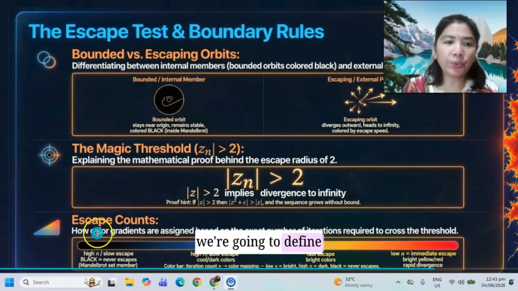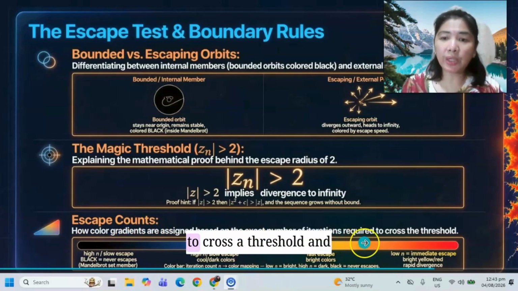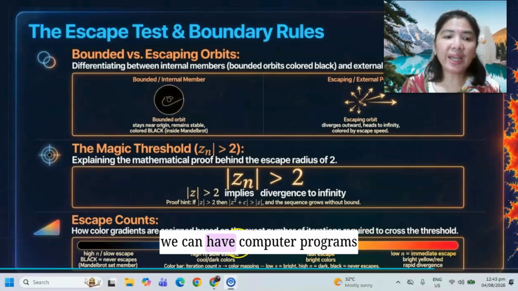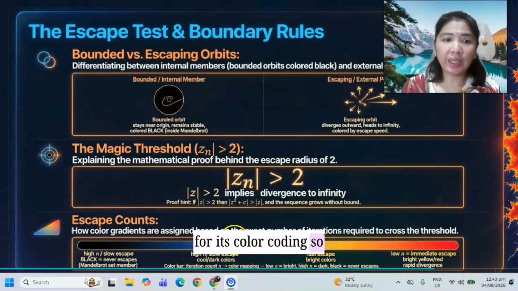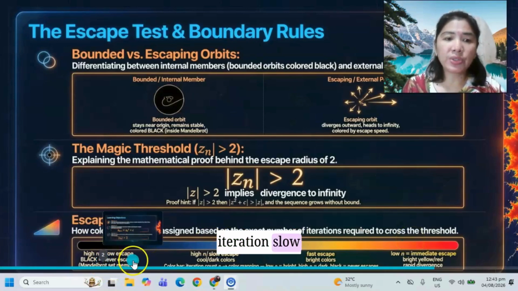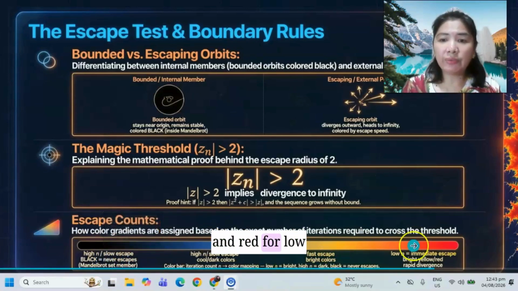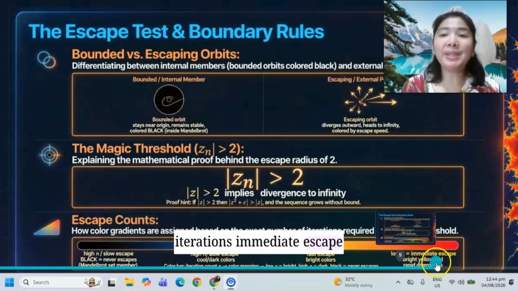Now we're going to define the escape count. This is exactly the number of iterations required to cross the threshold. And we can have computer programs for its color coding. So dark ones are the high iteration slow escapes, then we have yellow and red for low iterations, immediate escapes.